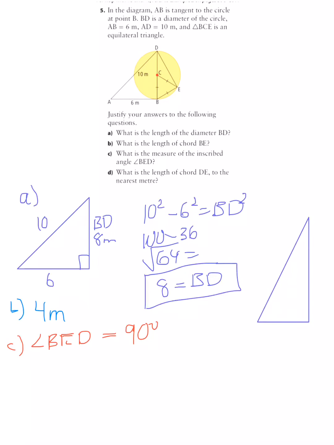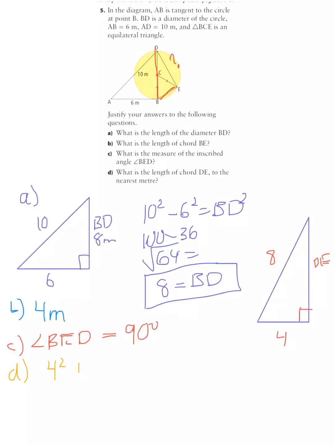Okay, so let's fill in what we know here. So BE, how long was that? BE was 4. BD was 8, and then it's asking for DE, this one. We're trying to find this length here. Okay, so same thing. That's why it got us to realize that would be 90, and now we can solve this in part D.